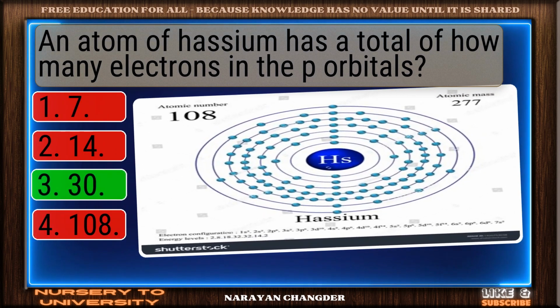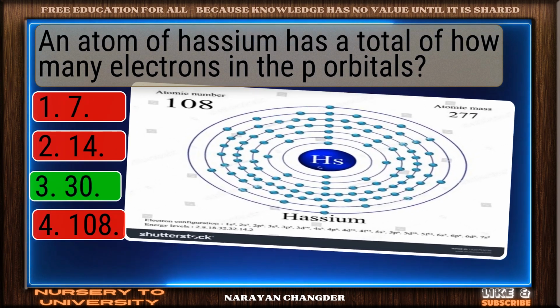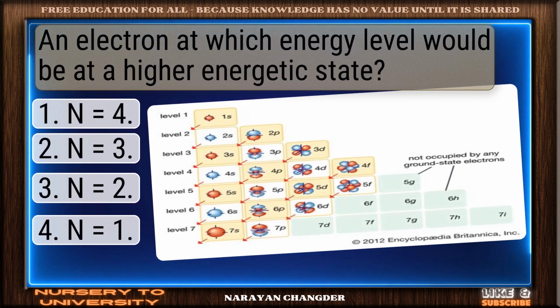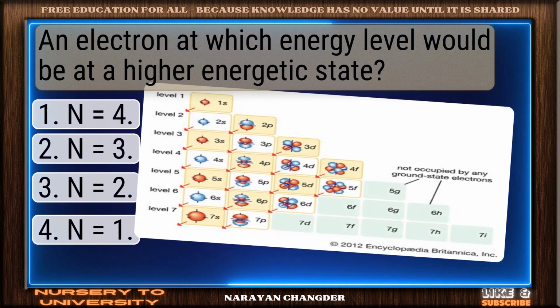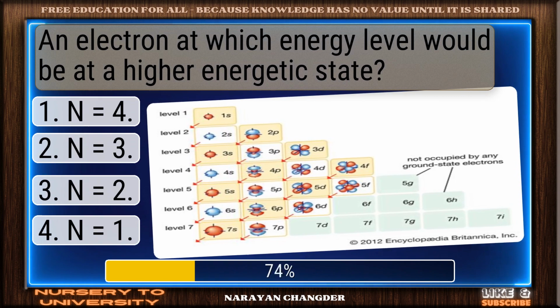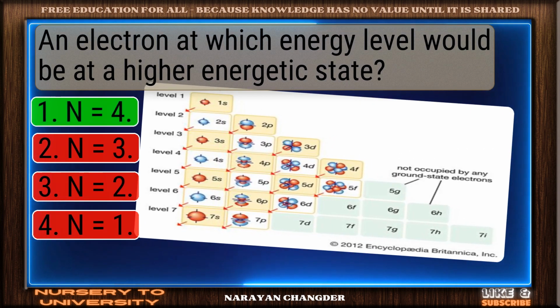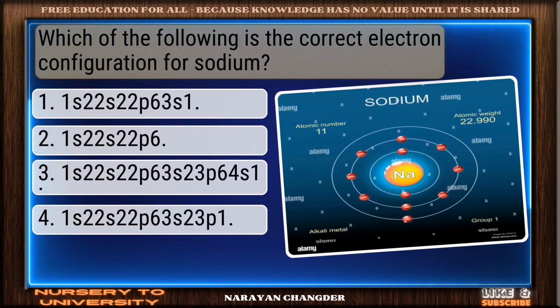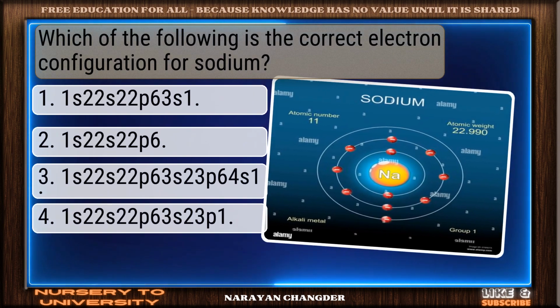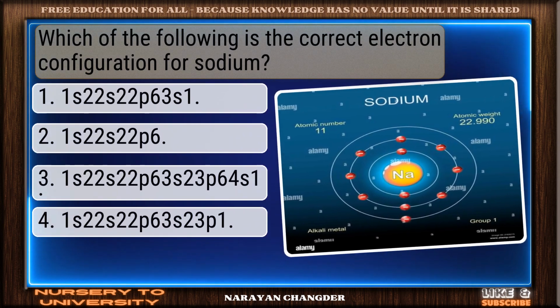Great thinking. 3p is the right choice. An electron at which energy level would be at a higher energetic state? Excellent choice. n equal to 4 is the right answer. Which of the following is the correct electron configuration for sodium?